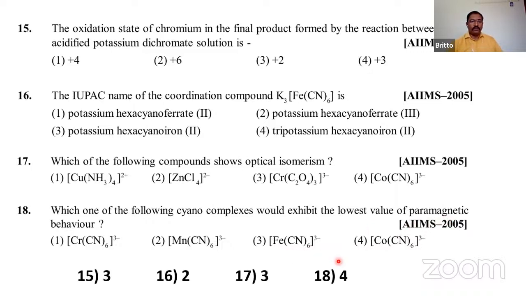Okay, now look at the answers. 16, the correct option is 2, and then 17, option 3, and then 18, lowest paramagnetic value, option 4.